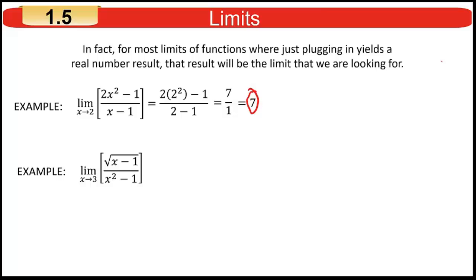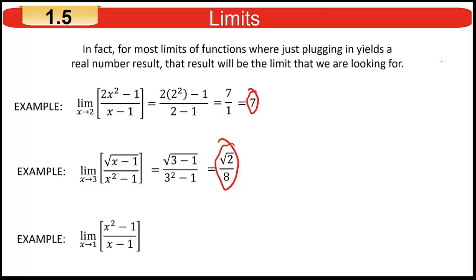Look at this one. Again, it's not polynomial. However, if you plug 3 in for x and do the calculation, you'll end up with the square root of 2 over 8. That's your answer. Here's another one. But what happens when you try to plug in here? You get 0 over 0.